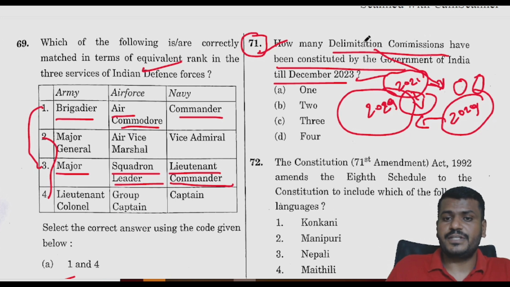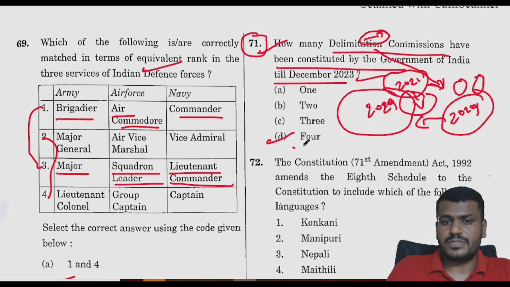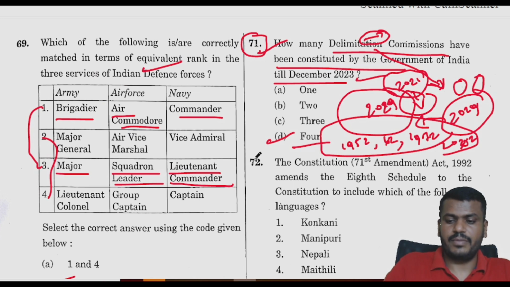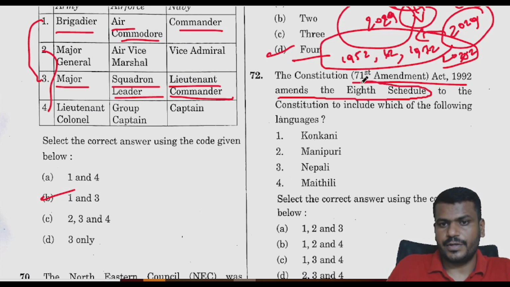Let's see, the delimitation commission is not a constitutional body. From time to time Parliament appoints it. This question was also asked. The last 4 times we appointed a delimitation commission were in 1952, 1962, 1972 and 2002. 4 times we appointed this delimitation commission. After that we did not appoint. That's important, remember, guys.